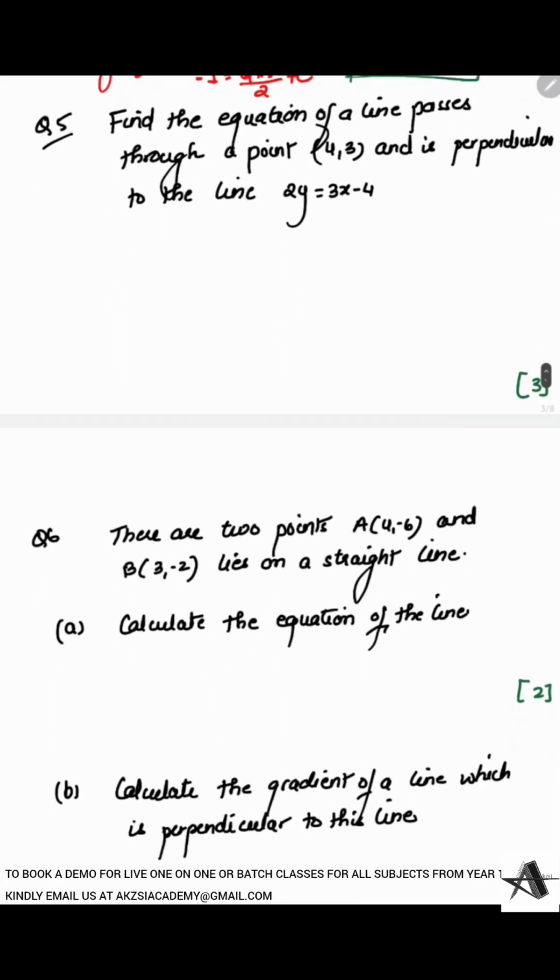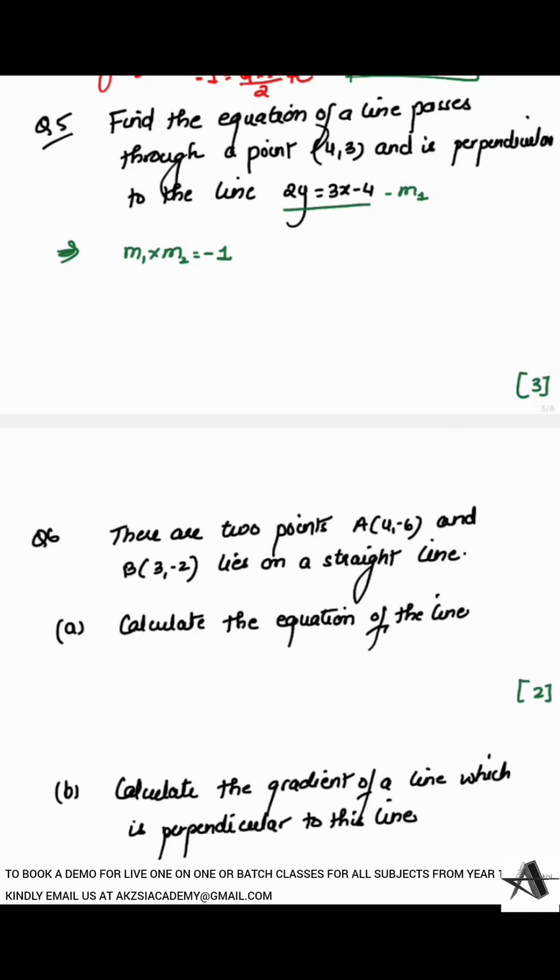Next is, find the equation of a line that passes through the point (4, 3) and is perpendicular to the line. Now there is a concept which says if two lines are perpendicular to each other, the product of their gradients should be -1. Let's say the gradient of one line be m1 and the gradient of another line be m2. So if they are perpendicular, m1 times m2 should be -1. The product of the gradients of two lines that intersect at a right angle to each other is equal to -1.